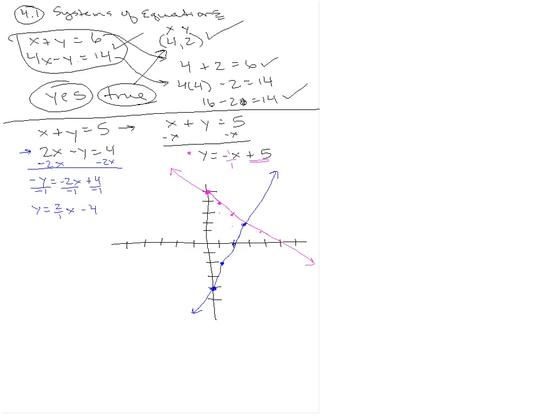Now, this line represents all the answers that work in this equation, and this one represents all the answers in this equation. Then where they intersect would be the one answer that works in both, which in this case is x is 3, y is 2. So at 3, 2, we have the answer that works in both, and we can try.